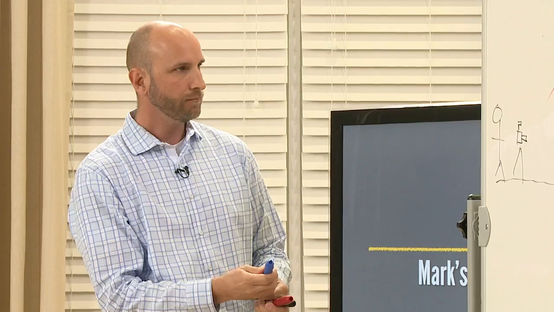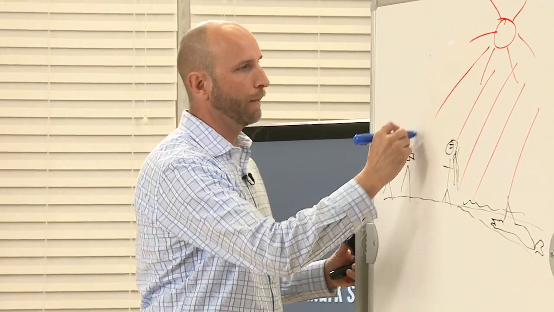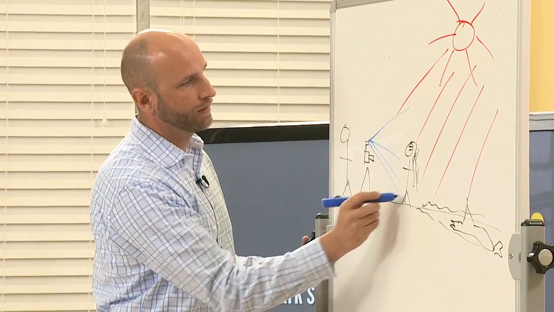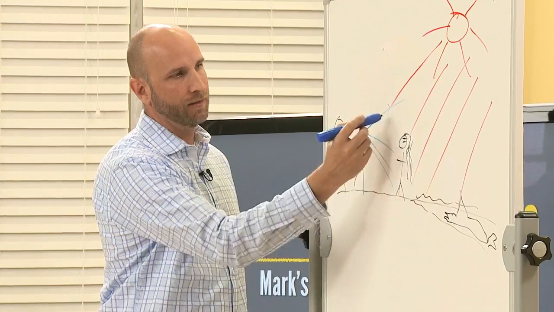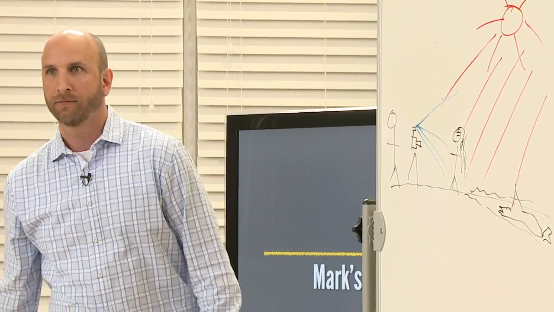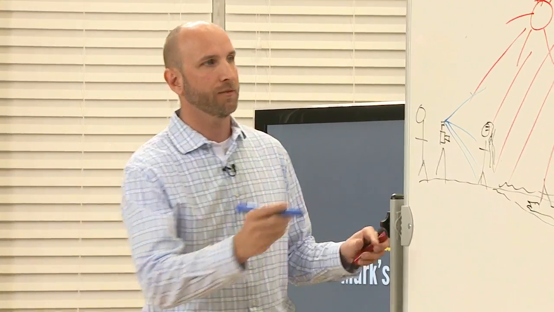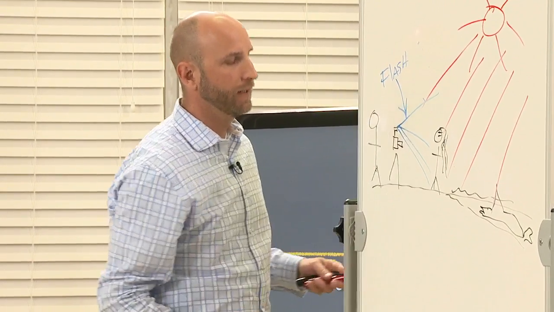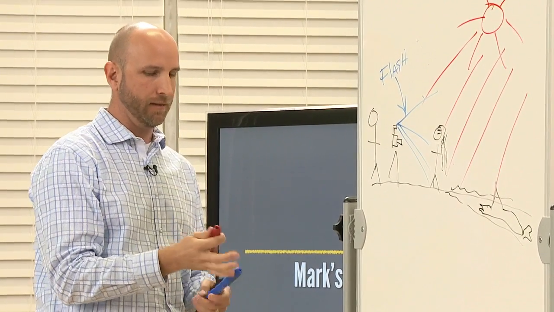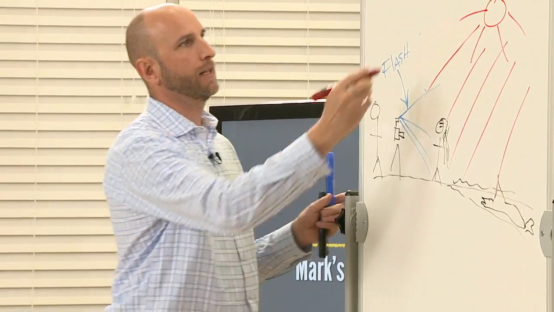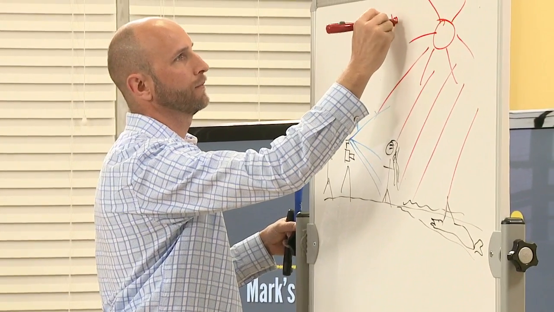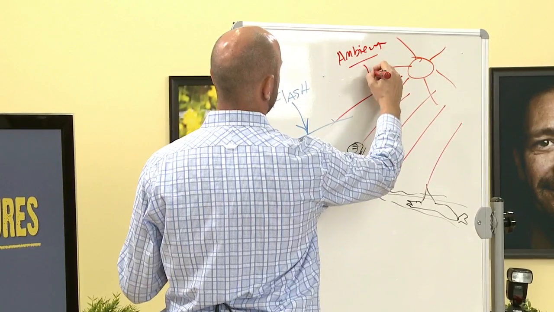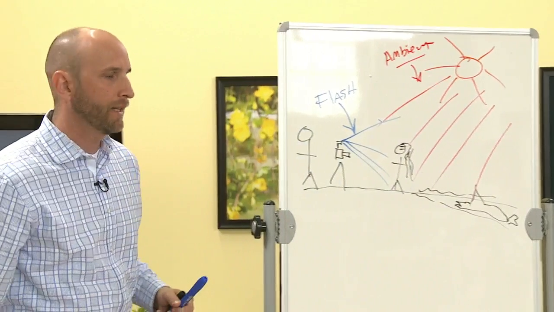So what we're going to try to do here is we're going to turn on a flash. All right, we're going to turn this flash on. And that flash, what it does is it illuminates the front of the subject. Okay, so that's our two exposures, right? We have our flash right here. That's the flash. And then we have our light from the sun. This is ambient light right here. Okay? That's what we have.